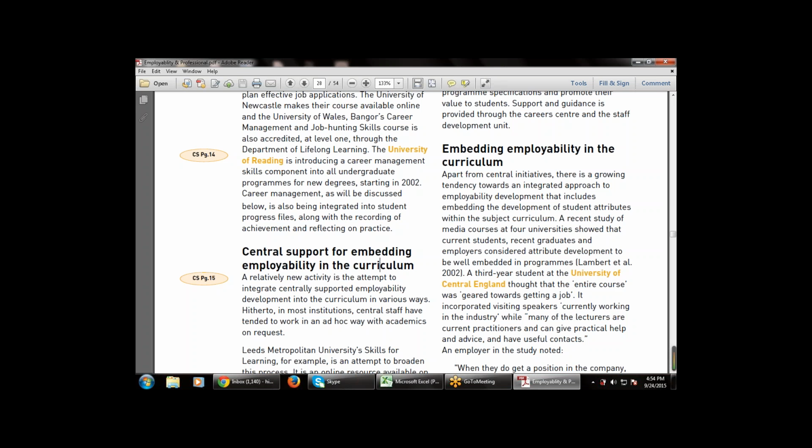There are various ways by which the curriculum can be developed to include employability in the curriculum.